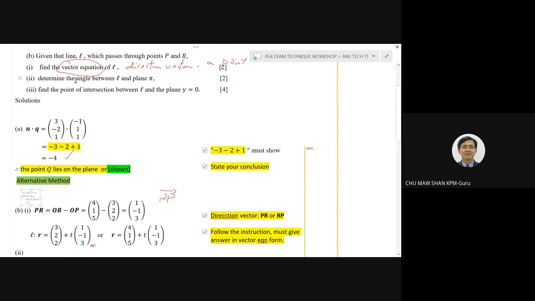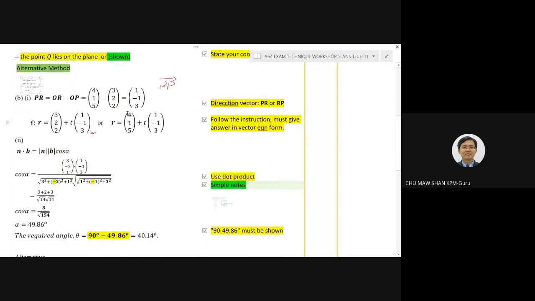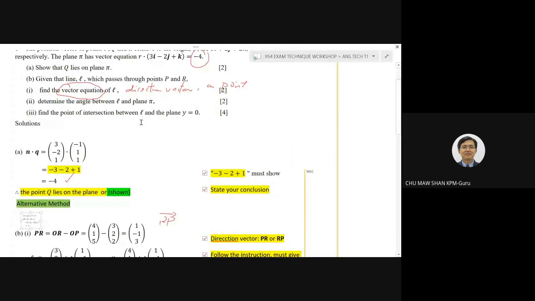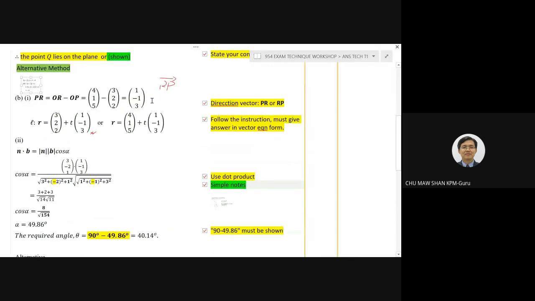Okay, finally, I see one alternative way for looking for A. Tak payahlah, I just skip. Lastly, not lastly, this one. Determine the angle between a line and a plane. There is some issue here. You have to take notes.